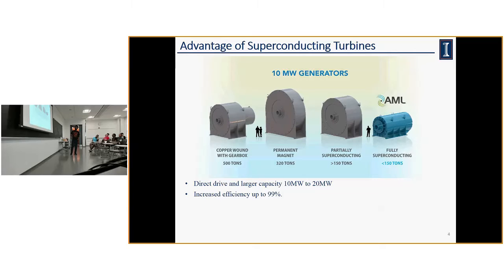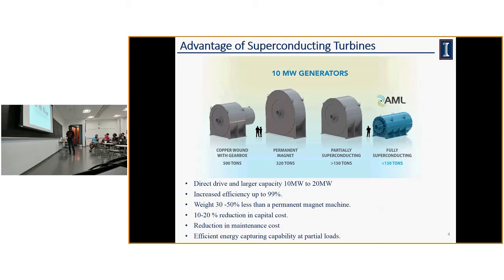These are the benefits: we can go for a higher power, and the efficiency will go high because we don't have any resistive losses, eddy current losses, or core losses. Then we can reduce the weight significantly, and reduce the cost also because these superconductors are, for example if you choose MgB2 conductors, very low cost. And there is a reduction in maintenance cost and efficient energy capturing capability at partial loads. This all brings a reduced levelized cost of energy. What does that mean? If you put all the costs associated with the operation and divide by the total energy produced, this will be very low compared to conventional machines.